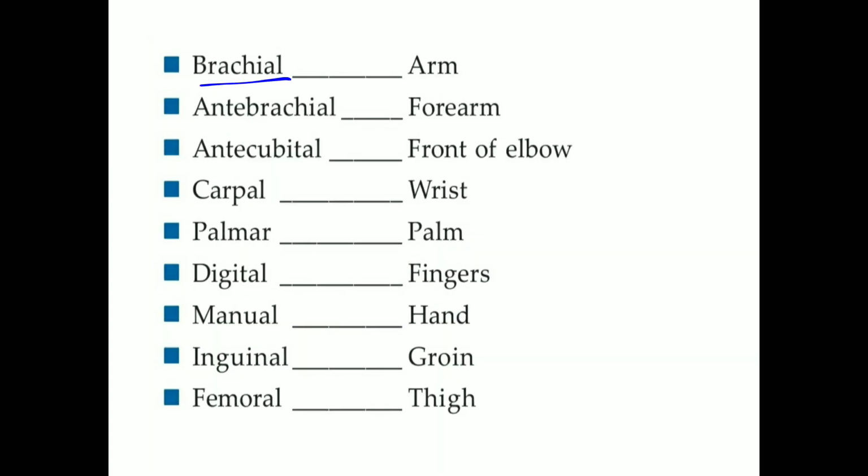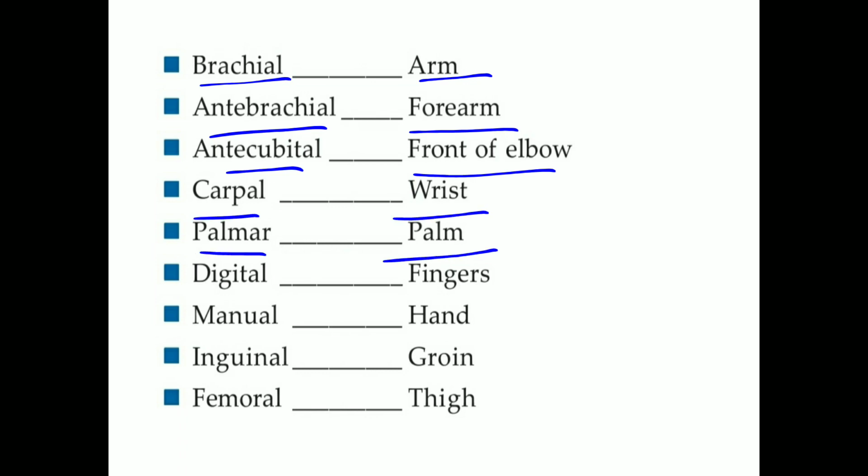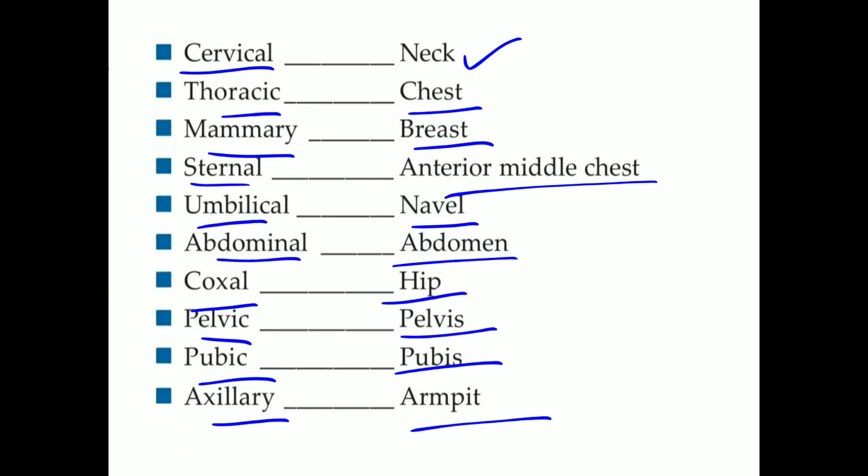Brachial refers to the arm. Antebrachial refers to the forearm. Antecubital refers to the front of the elbow. Carpal refers to the wrist. Palmar refers to the palm. Digital refers to the fingers. Manual region refers to the hand. Inguinal refers to the groin. Then femoral refers to the thigh.